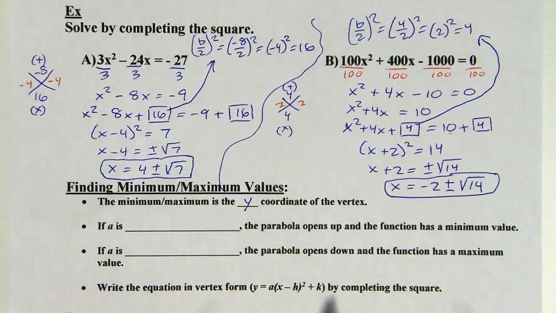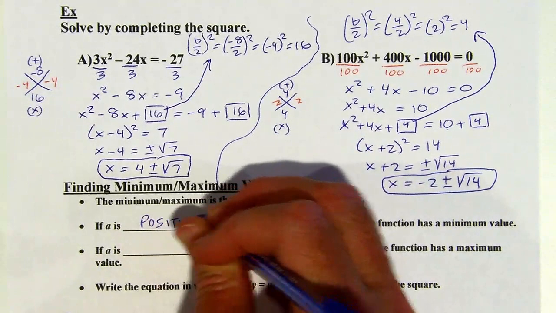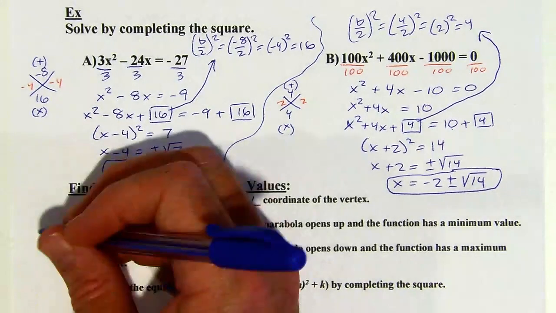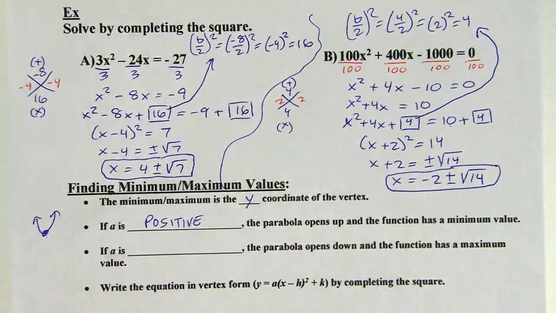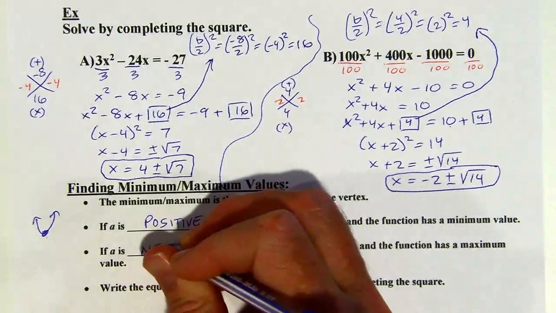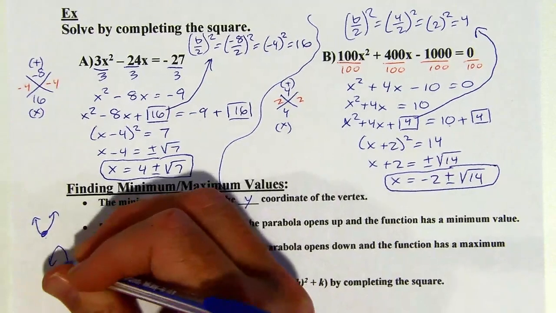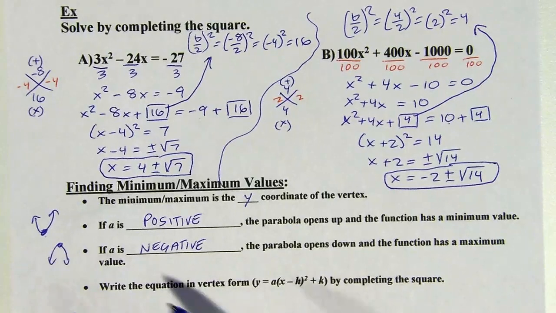So if A is positive, then the parabola is going to open up, and it has a minimum value like I was just talking about, right? Because it would look something like that, and that would be the bottom of the parabola. If A is negative, then you're going to get a parabola that opens downwards, and that means it's going to have a maximum. It's going to have a highest point, okay?